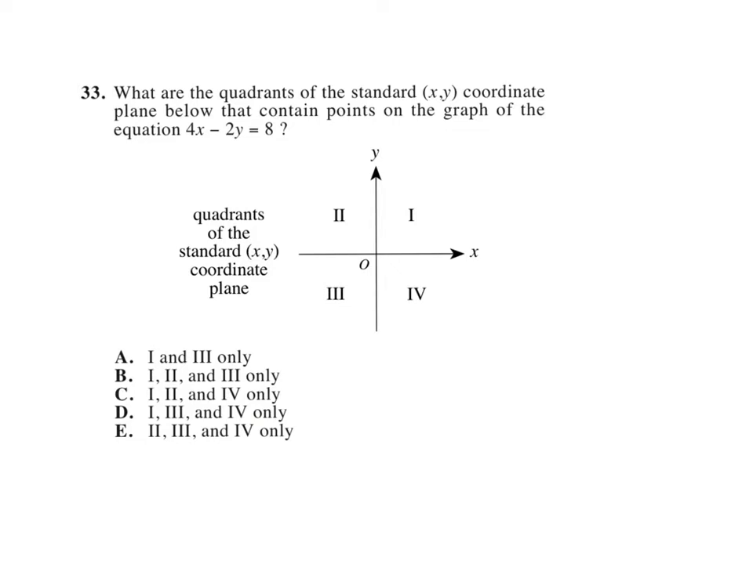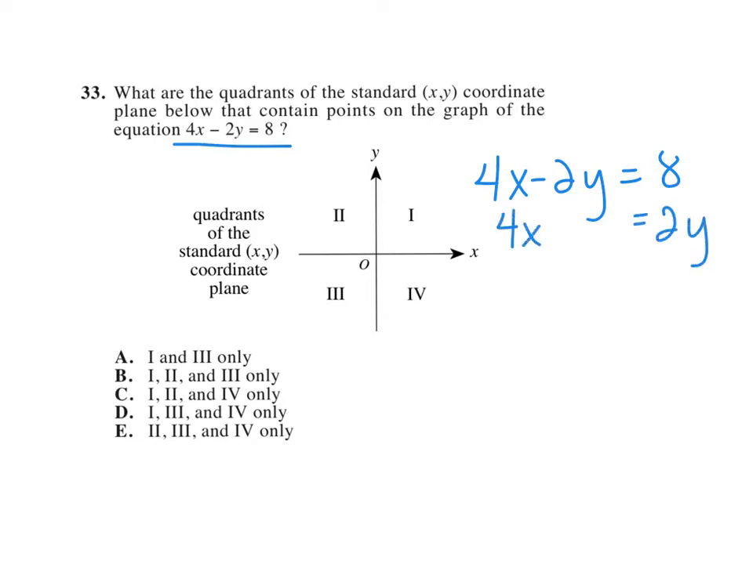32 says, what are the quadrants of the standard xy coordinate plane below that contain points on the graph of the equation 4x minus 2y equals 8? My brain automatically takes that equation and wants to go to slope-intercept form. So I'm going to solve for y. So I'm going to add 2y to make it positive. So 2y equals 4x. Since I added 2y to the right-hand side, I'm going to subtract 8.